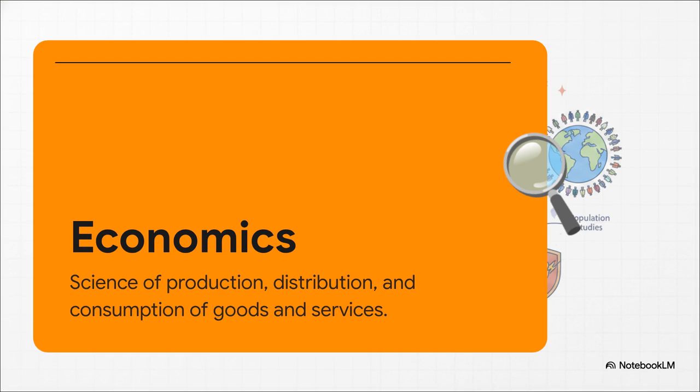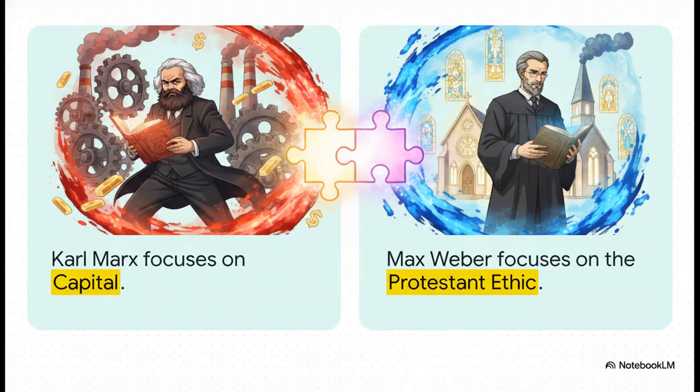But while economics relies heavily on strict quantification in numbers, sociology steps in to analyze the actual human and social impacts of those numbers. And here we get to witness a real clash of titans, two contrasting sociological perspectives analyzing the exact same economic system. On one side, Karl Marx gives us a deeply structural view focused intensely on capital and material conditions. Then on the flip side, Max Weber takes a cultural deep dive into the Protestant ethic, arguing that social beliefs and values are what truly drive economic systems. The beauty of this? Rather than competing, these perspectives actually supplement each other perfectly to give us the whole picture.